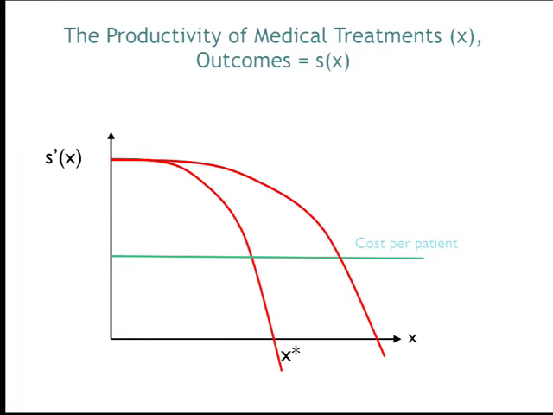So basically that green line there is the marginal cost curve, right? That's the cost per patient of giving this treatment X. And then the marginal benefit curve on that figure is the S prime of X. So this is the benefit in terms of the outcome, and we've implicitly adjusted it to dollar terms.